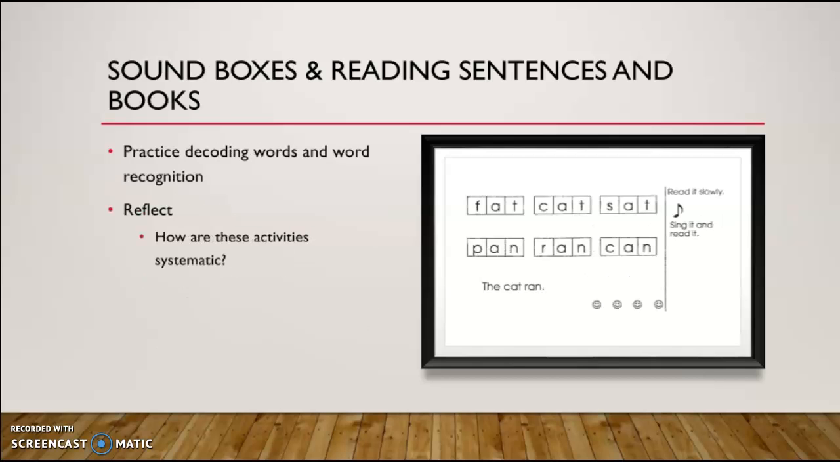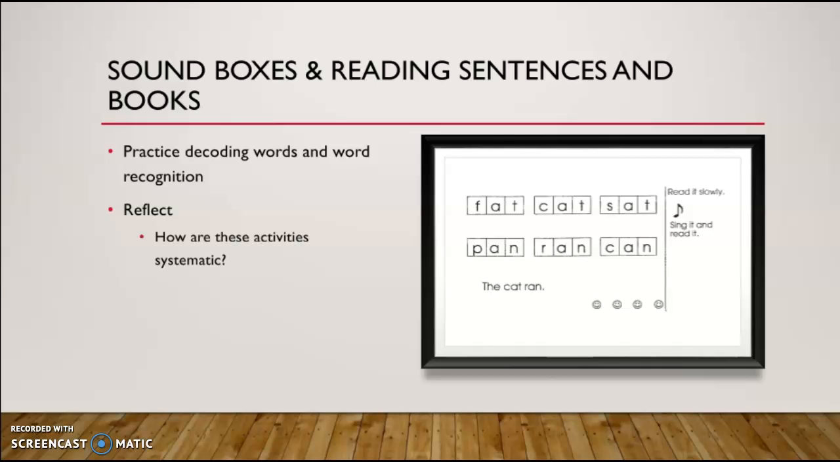Welcome back. Now, our last two activities, sound boxes and reading sentences in books, are part of the same activity. Decodable words that can be sounded out are in a sound box. The coach says, read it slowly. The reader says the letter sounds slowly as they touch the individual sound boxes. The coach then says, sing it and read it.